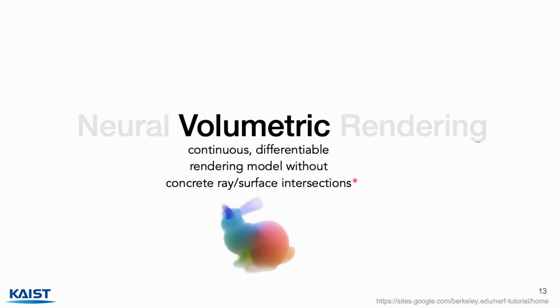Volumetric means that we don't use a surface-based model where we deterministically know the position of the 3D geometry. Instead, we want to probabilistically model 3D space in a continuous and fully differentiable rendering model without knowing the intersection points.